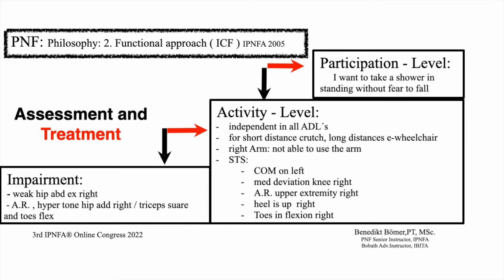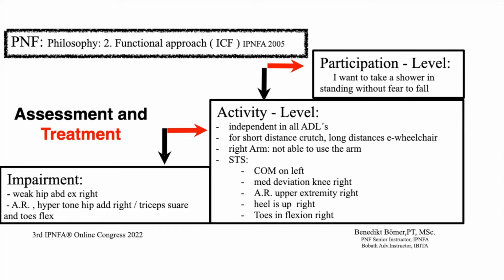She is not able to use her right arm at all. And from sit to stand, her center of mass was on the left side. She had a medial deviation in the knee on the right side. She showed up with an associated extension, and her heel was up and the toes in flexion.